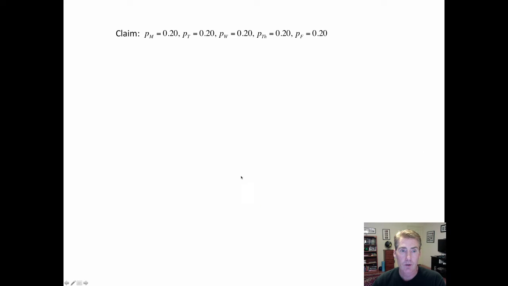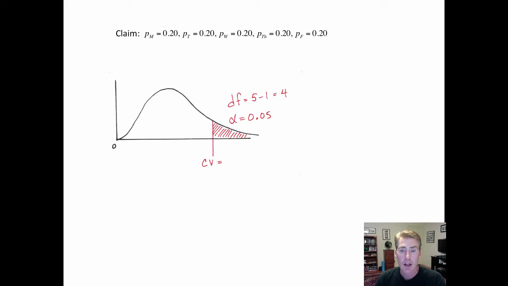Okay, the claim would look like this. So I put it as, here's Monday, 20%, Tuesday, 20%, Wednesday, 20%, etc. You don't have to write down H0 and H1 and all that, you just write down the claim. Since chi-squared can't be negative, it starts at 0. It's a skewed distribution. And like I said, it's a right tail only, so alpha equals 0.05 goes in the right tail. Degrees of freedom is k minus 1, so that's going to be 4.